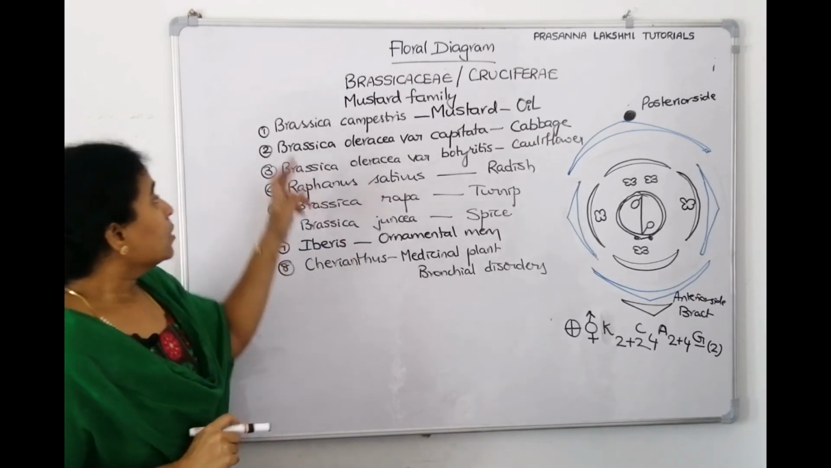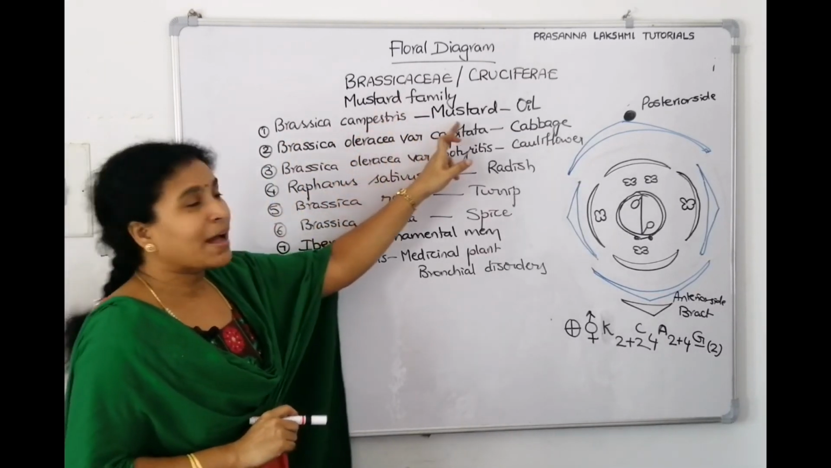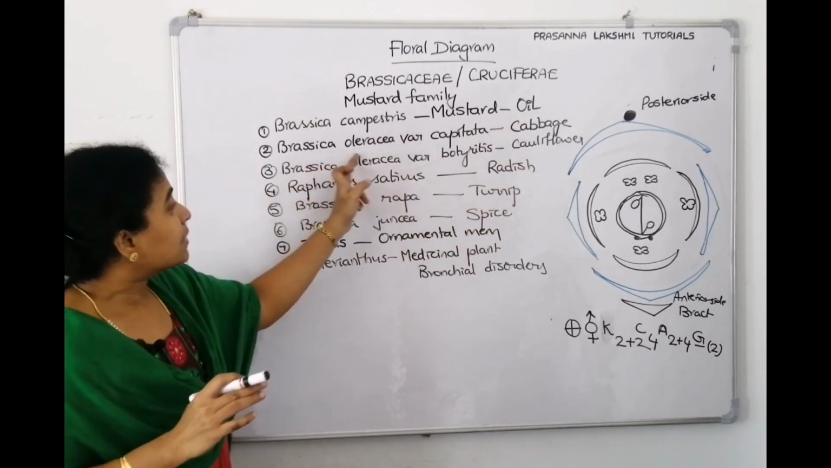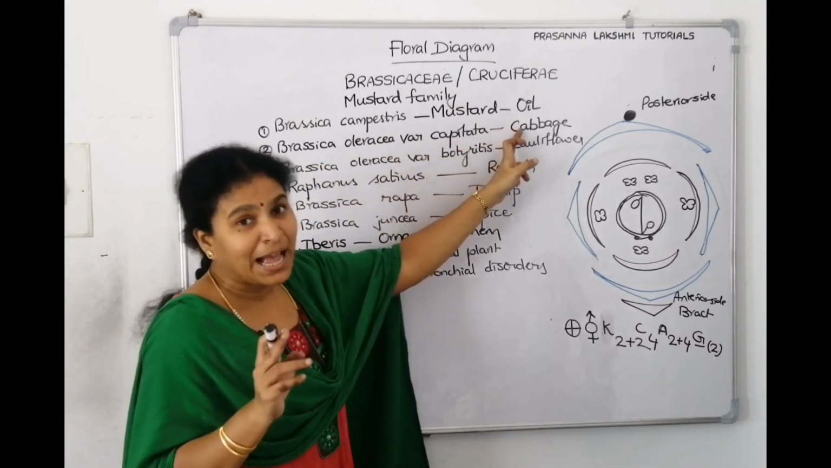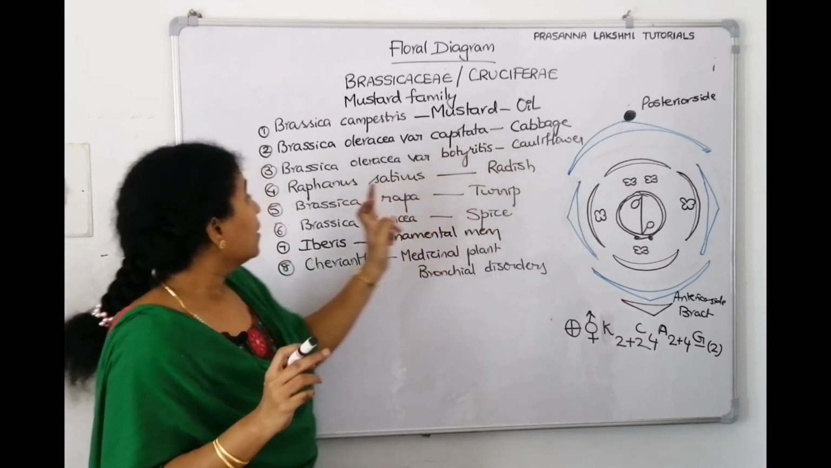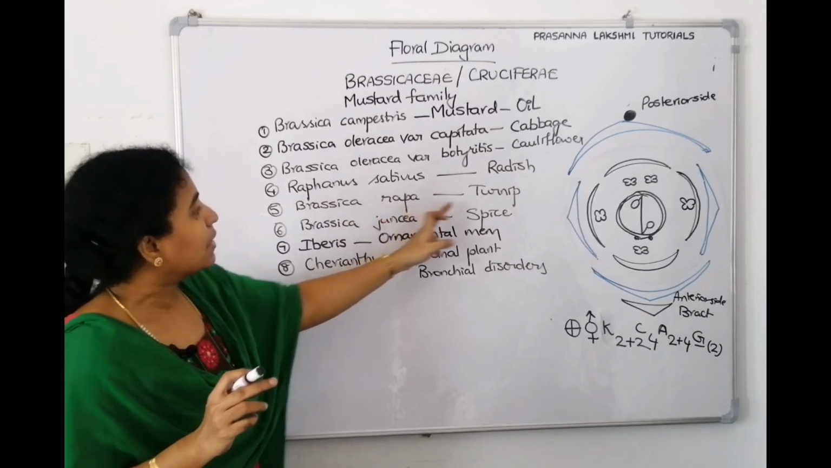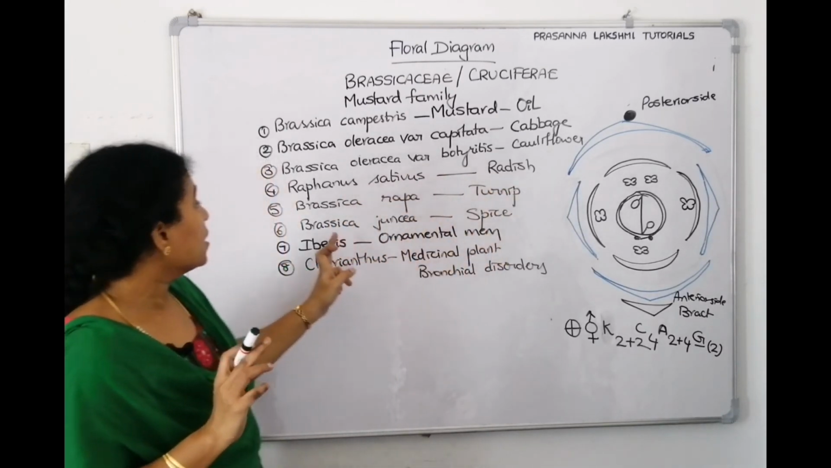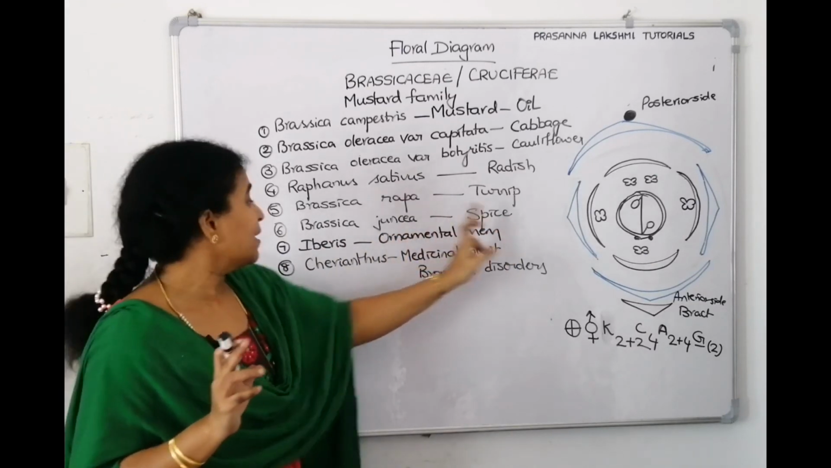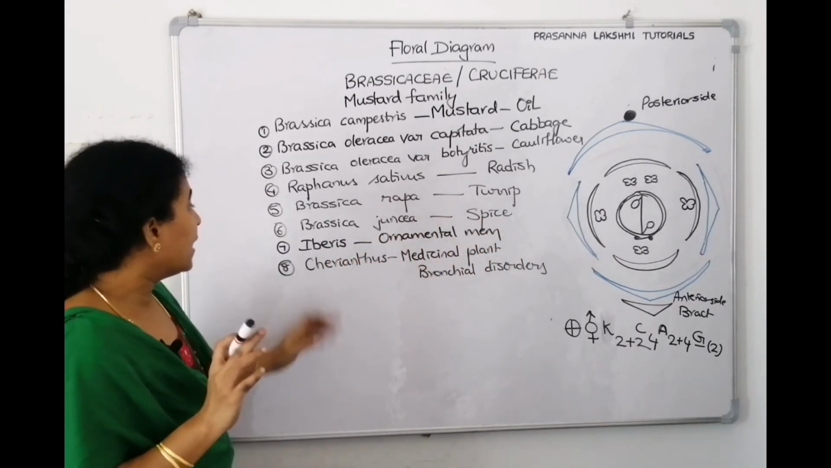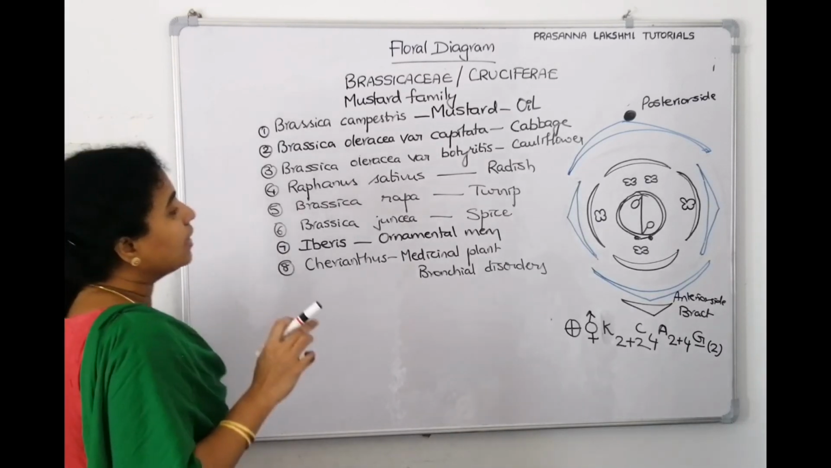What did we see? Brassica campestris, the mustard family. Mustard oil we extract, and in seasoning also we use it. Brassica oleracea var capitata means it is cabbage, a vegetable. Brassica oleracea var botrytis means it is cauliflower. Brassica rapa means turnip. Raphanus sativus means radish. These are also vegetables. Brassica juncea is a spice. Iberis is an ornamental member, for decorative purpose. Then Cheiranthus is a medicinal plant.